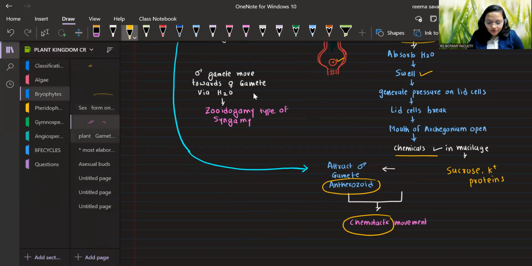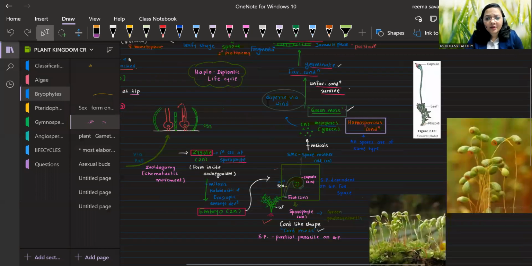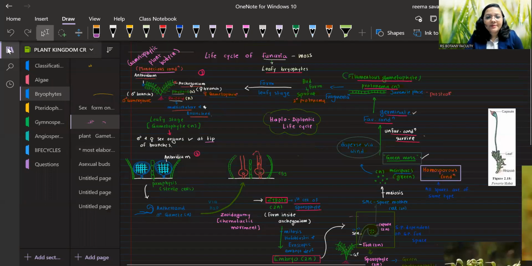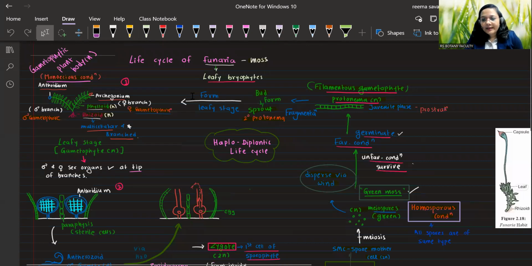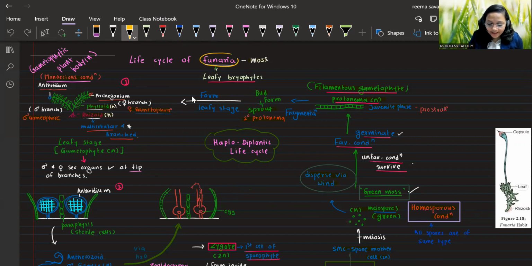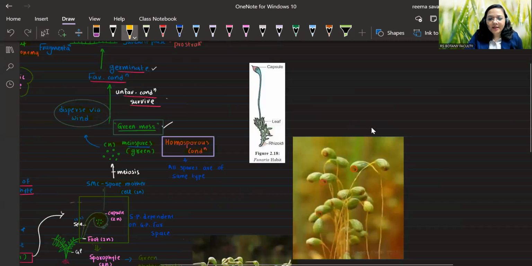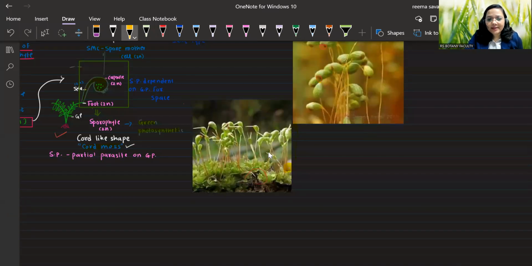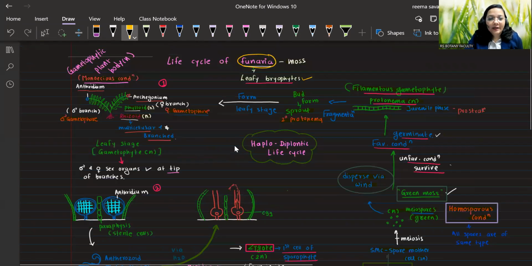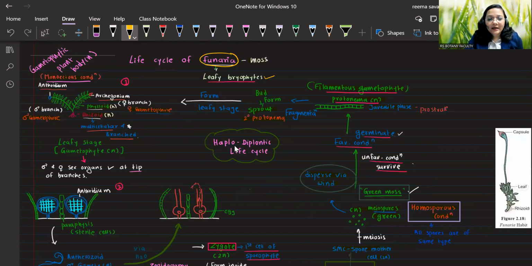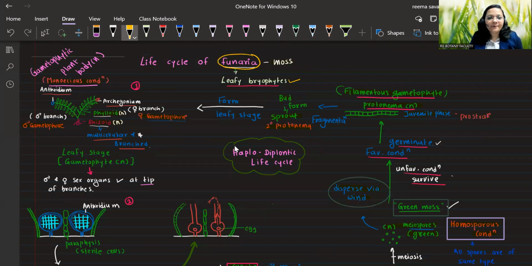The next topic I have written here is the life cycle of Funaria. First we will study the life cycle of Funaria so that our gametophyte and sporophyte concepts become clear. Funaria is a moss, a leafy bryophyte. I have a diagram here. In the monsoon season, you can see structures like this. These are Funaria. In the life cycle of Funaria, the main stage of their life is the leafy shoot.